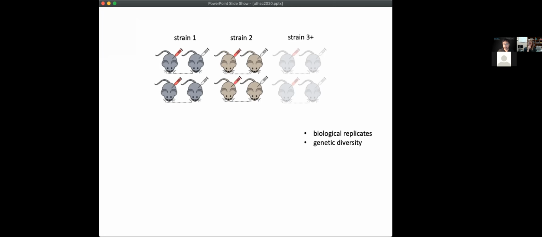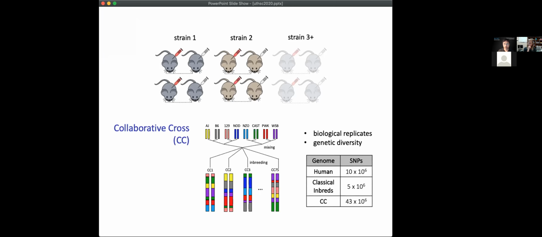In order to do this, of course, you need biological replicates and you need genetic diversity. And so how are you going to get those two things? Well, you can certainly get them from the collaborative cross. There are other populations you can get them from too, but this is what I'm talking about.